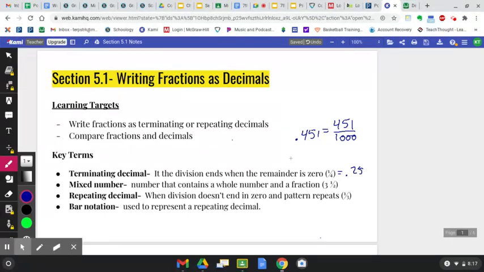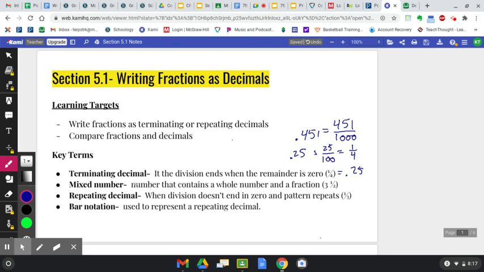Same here, right? I could say 0.25 is equal to 25. This is tenths and this is hundredths. So 25 hundredths, right? And then that can reduce to 1/4, right? So that's where that comes from.